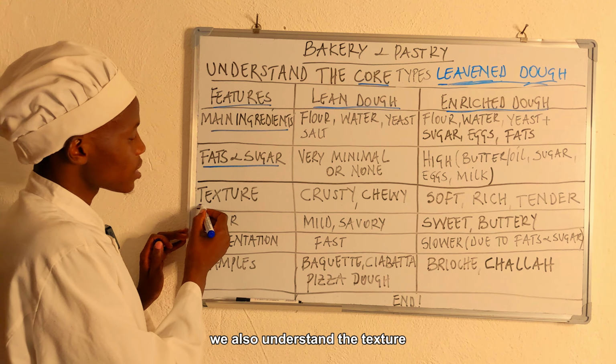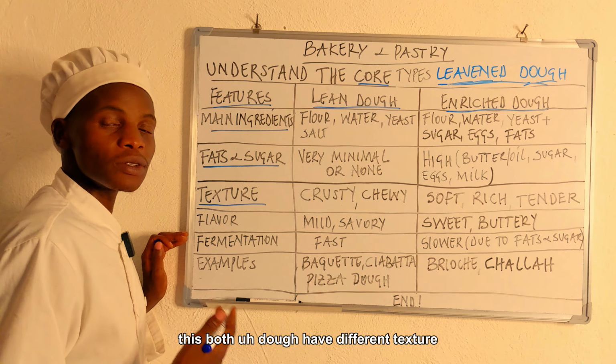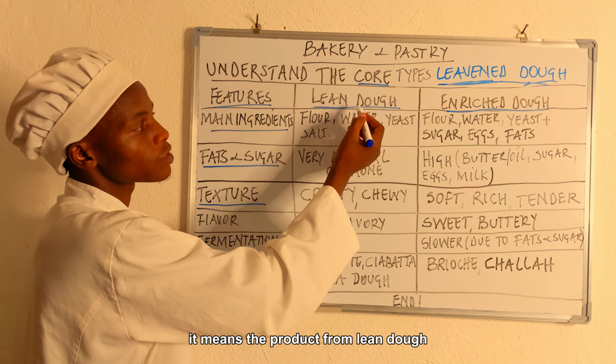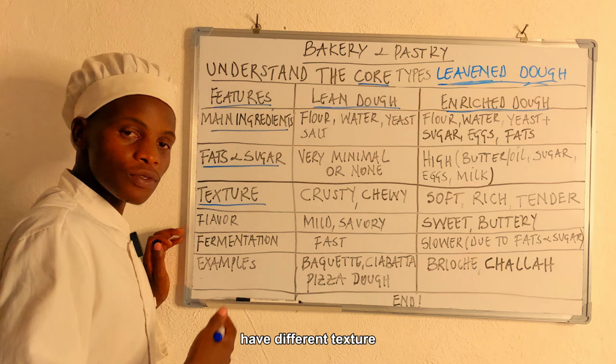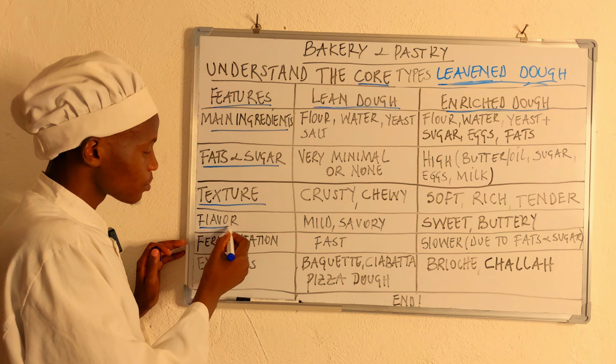We'll also understand the texture. Both doughs have different texture. It means the product from lean dough and the product from enriched dough have different texture. So we are going to see, there is also flavor.